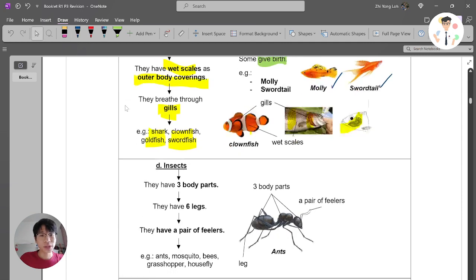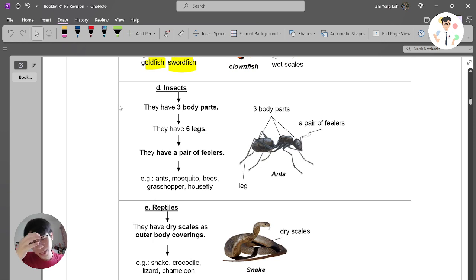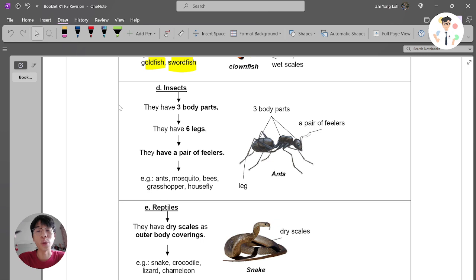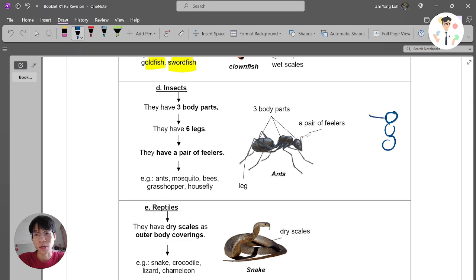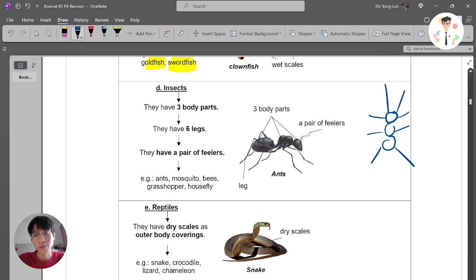Let's move on to the next one, which is insect. Insects basically have 3 body parts, 6 legs, and a pair of feelers. One good way of remembering insects is to draw a simple drawing here. 3 body parts, let me just draw 3 body parts, 6 legs, 1, 2, 3, 4, 5, 6, and you have 2 feelers. Yeah, and that basically is an insect.